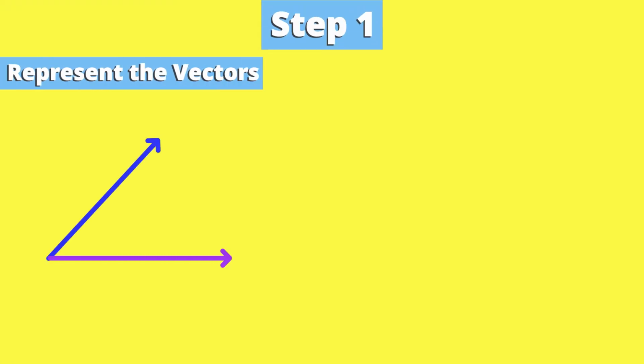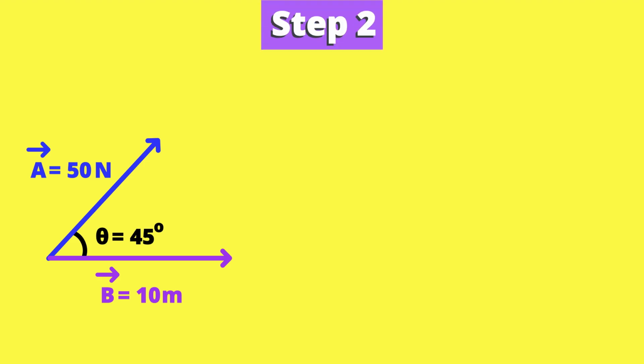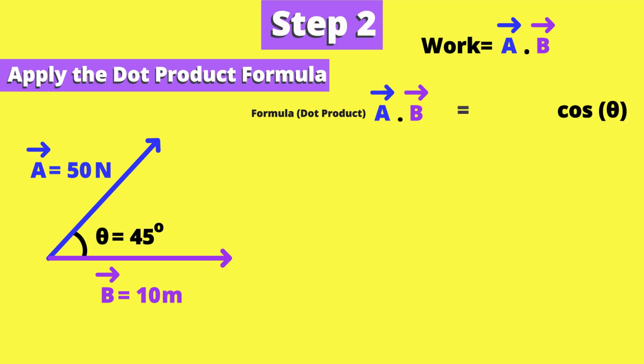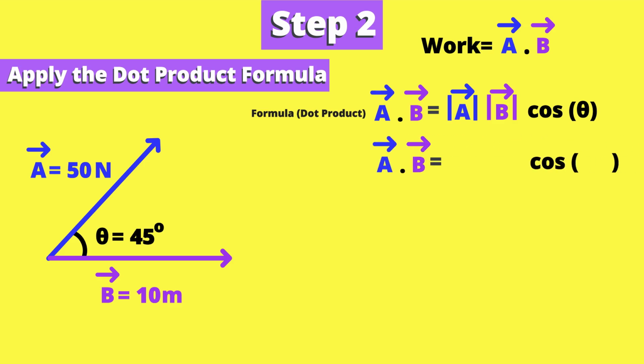Step 1. Represent the vectors. Your force, A equals 50 newtons. The displacement, B equals 10 meters. The angle between the force and the displacement is theta equals 45 degrees. Step 2. Apply the dot product formula. Work is calculated as work equals A dot B, which equals the magnitude of A times the magnitude of B times the cosine of theta. Substitute the values. Work equals 50 times 10 times the cosine of 45 degrees.